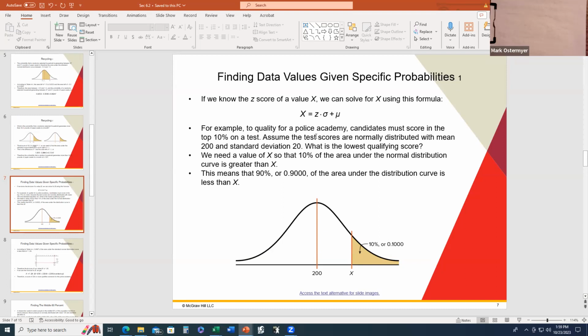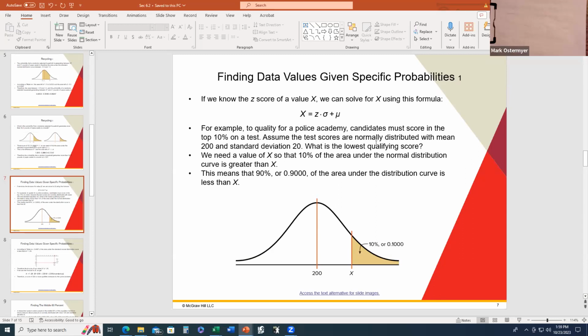For example, to qualify for a police academy, candidates must score in the top 10% on a test. In other words, ladies and gentlemen, they must be in what percentile to qualify? To say that your score is in the top 10% means that you are in what percentile bracket? What percentage of the scores are below yours if you're in the top 10%? You're in the 90th percentile. So you have to score at least in the 90th percentile to qualify for this academy here.